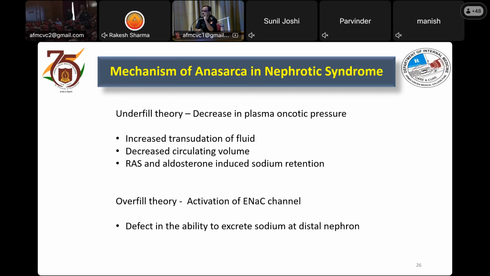Can you be specific? What is the cause of overfill? Have you heard of underfill and overfill? Yes, sir. So what happens in overfill? In overfill, when the protein passes to the tubules, there is plasmin protein also, which stimulates the ENaC channel. What is that? Epithelial sodium channel activation. So there is no excretion and sodium retention is there. This is the overfill theory. Sit down.